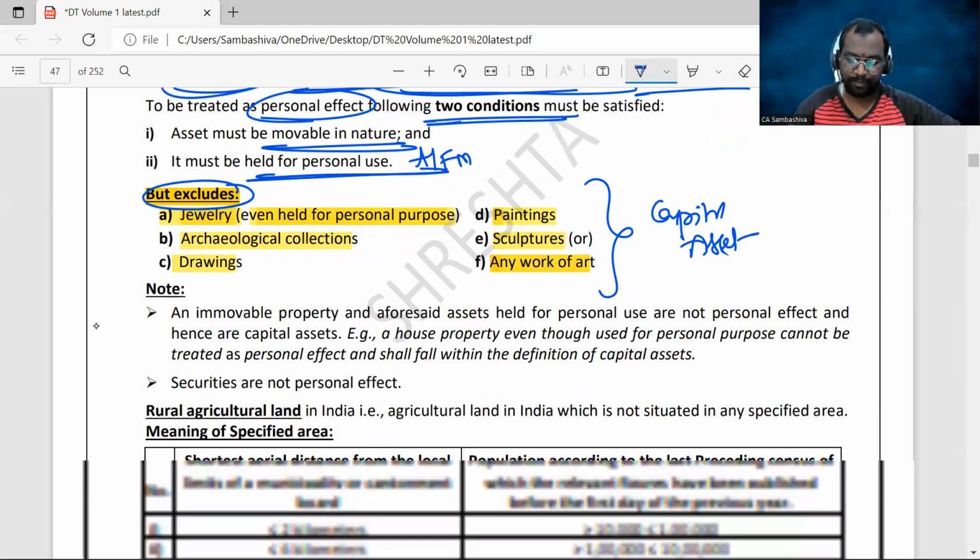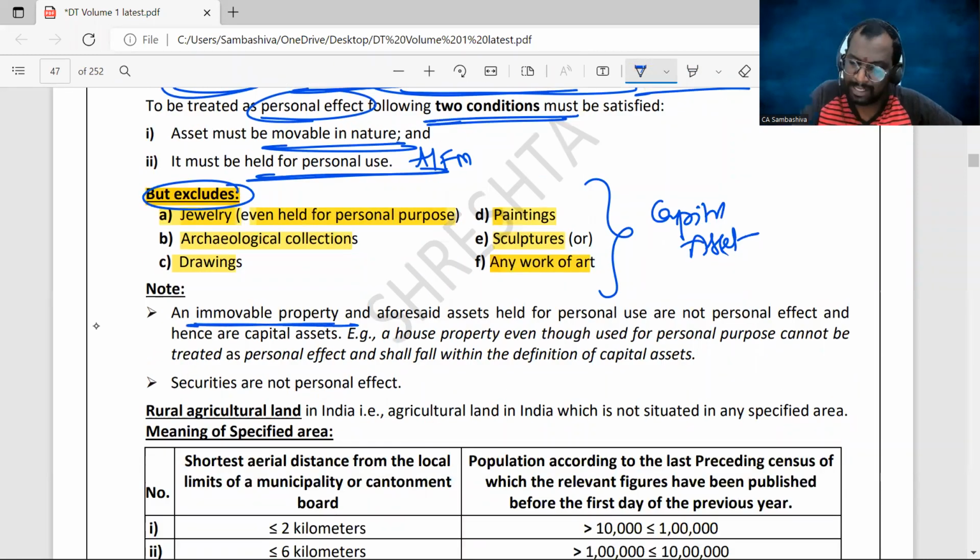Okay, ma'am. Next. An immovable property and the aforesaid assets held for personal use are not personal effects and hence are capital assets. Immovable property is out and out a capital asset, because in order to treat an asset as a personal effect, it must be movable in nature. So that's why immovable properties are not personal effects, meaning they are capital assets. Example, a house property, even though used for personal purpose, cannot be treated as a personal effect and shall fall within the definition of capital assets.